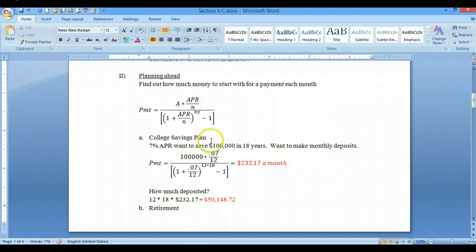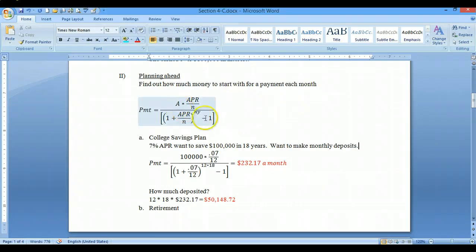So we're going to use our same example that we used in the other one and have a 7% APR, and we want to save our $100,000 in 18 years. But in this case, we're going to make monthly deposits instead of just assuming that you have $28,000 in your back pocket, you know, chump change.